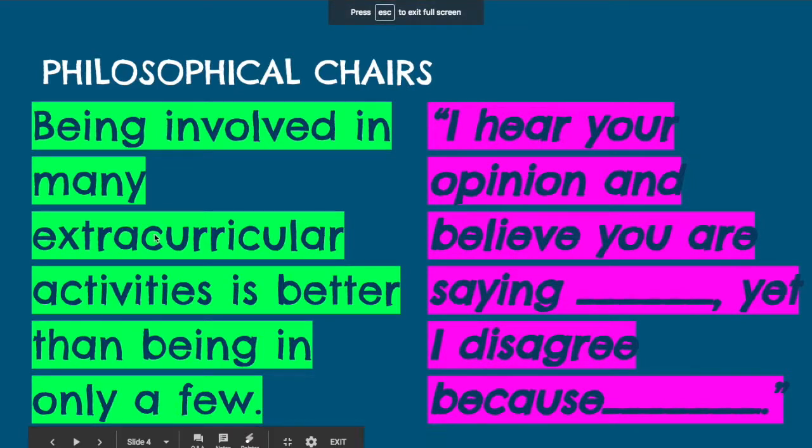Being involved in many extracurricular activities is better than being in only a few. And so then they got to take a side, and then they started to talk. And so we just went back and forth on this. And then when it got to a good point, then we entered into our reading. So this was a good warm up to engage them before we went into our reading.